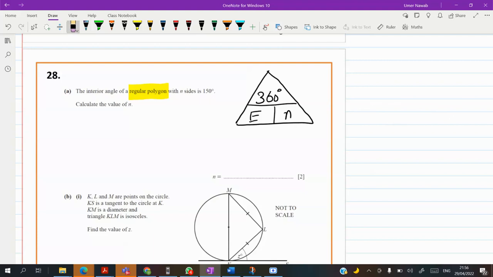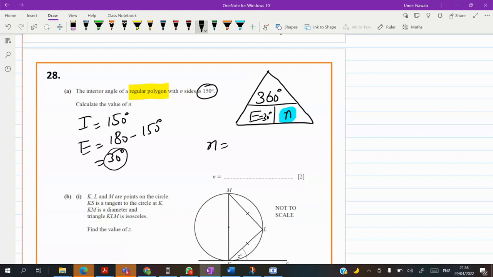Okay, now what's the question? The interior angle of a regular polygon with n sides is 150. Wow, so the number of sides is what we need. Interior angle is given, interior is 150. I can easily find exterior because exterior is the supplement of interior. 180 minus 150 gives me 30 degrees. So the exterior angle is found.